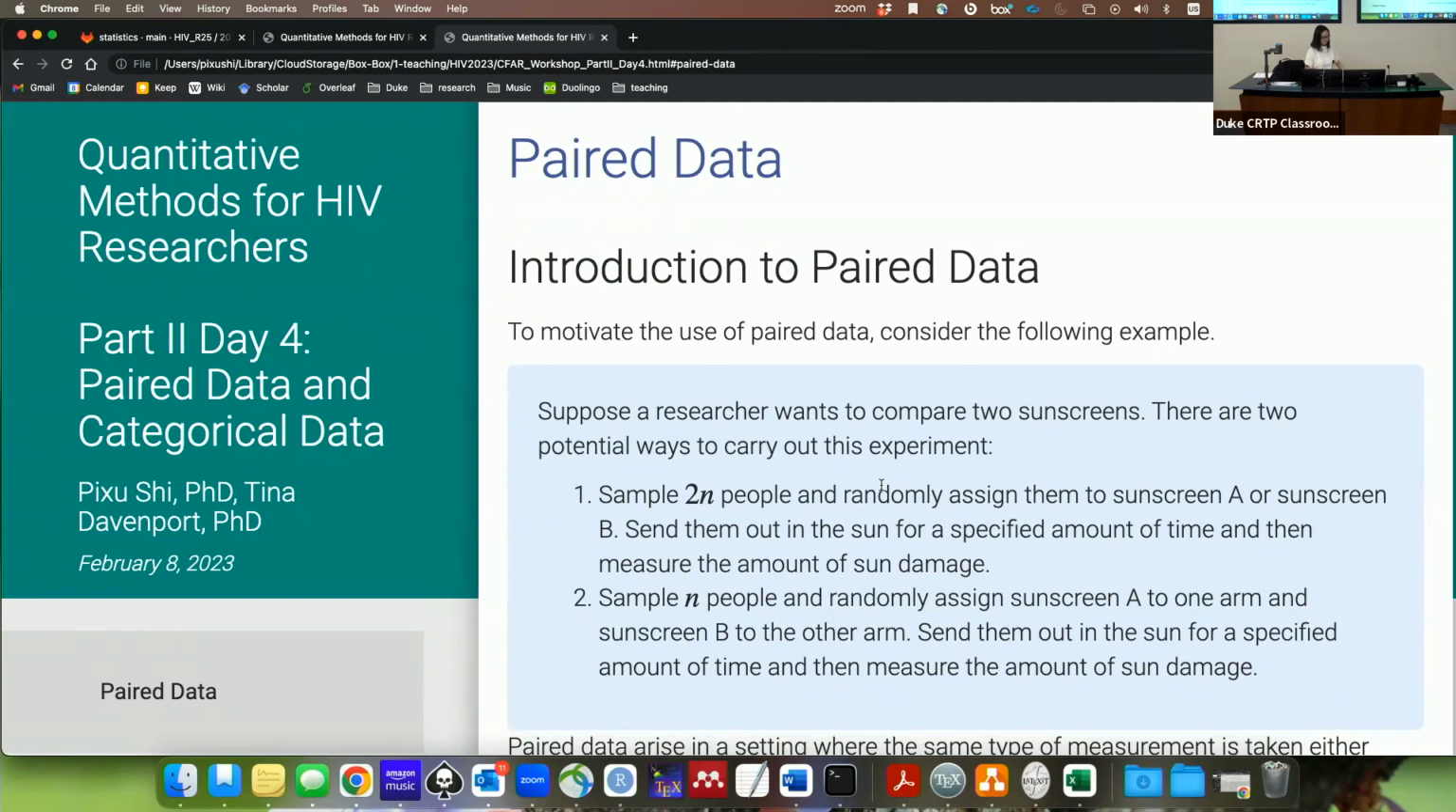Suppose that you want to compare two sunscreens, and you want to know which one works better. You can do two experiments. The first one, you can sample two n people, and then randomly assign them into two groups, one receiving sunscreen A, one receiving sunscreen B. And in another design, you only have to sample just half of that sample size, and you put one sunscreen on one arm, the other sunscreen on the other arm. And you can immediately see the advantage of this, because you eliminate the possibility, the variance that comes from comparing different people. So you would be able to directly see the difference in one person, and that improves the power of detecting that difference.